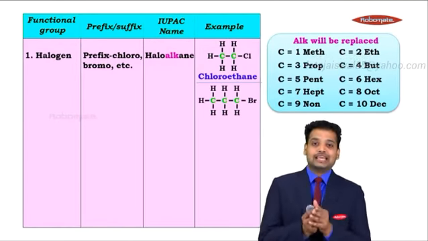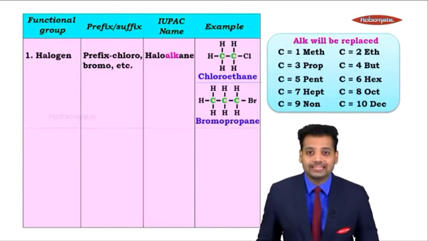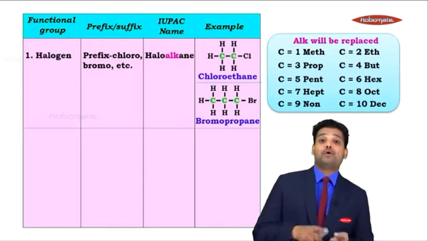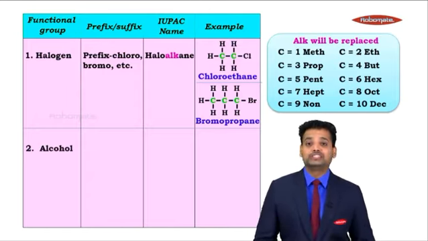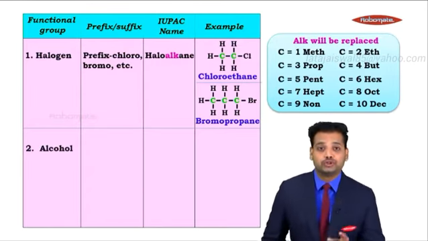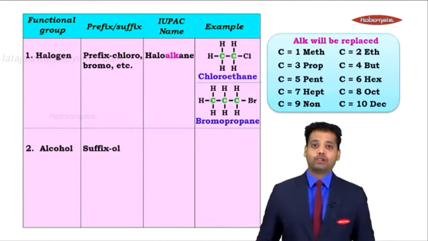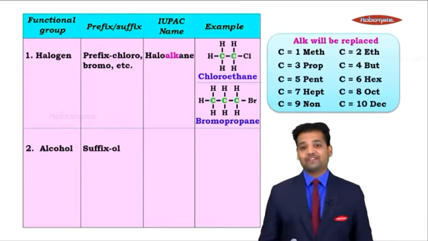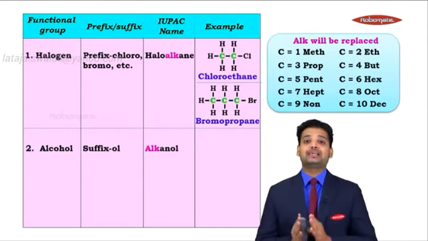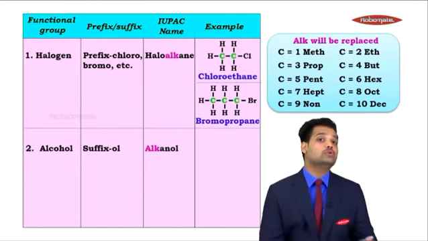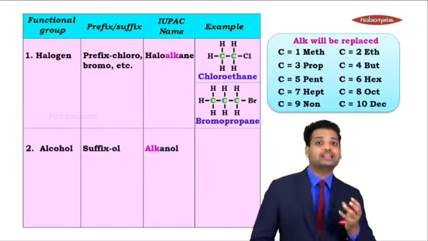Second, this is a propane because the number of carbons is 3. So 3 meaning prop and single bond meaning ane, and there is a bromo. So bromo is a prefix, bromopropane. So unlike halogens, the rest of the functional groups do not have a prefix. In fact, they have a suffix. Alcohol, that is OH, has the suffix ol. So, what will be the name? It would be alkanol. Remember, you have to remove the e and add the ol.